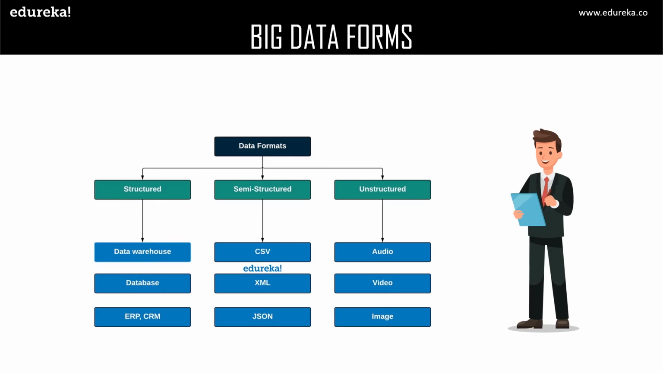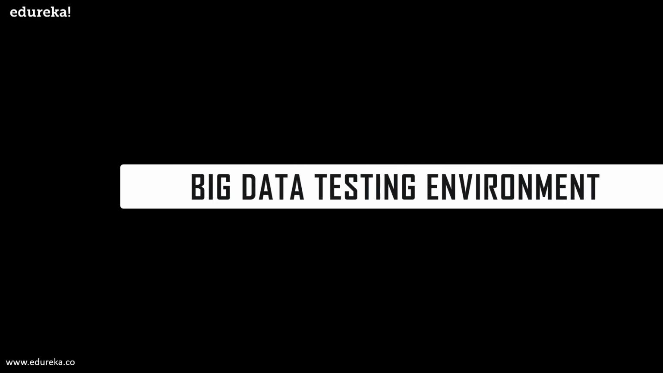Now we shall understand the big data formats in a little detailed way, where we have the examples for structured, semi-structured, and unstructured. Firstly, we shall deal with the structured data. So the structured data is available from the sources like data warehouses, databases, ERP, and CRM. Now when we enter into semi-structured data, we find the sources from .csv files, .xml files, .json files. And finally, we come into the unstructured data, and the sources for the unstructured data are audio files, video files, and image files.